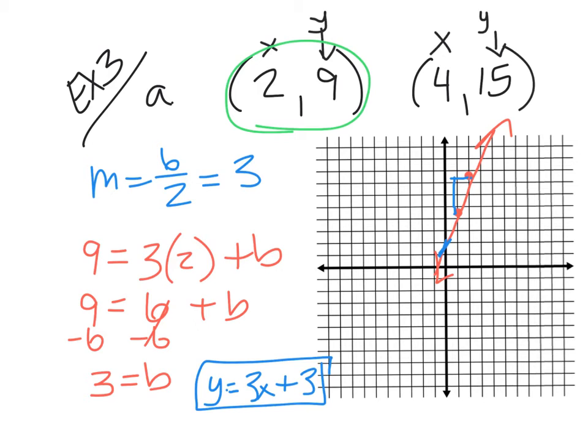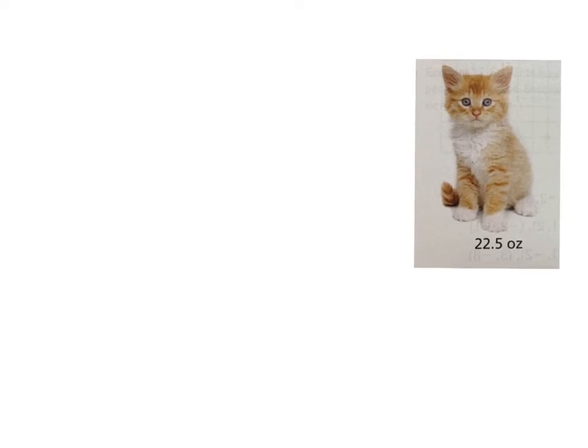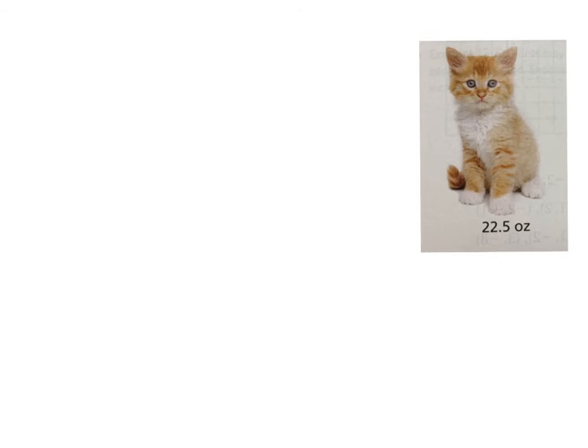The second thing it asks you, B, how old is the kitten in the photo? I don't know. What do we know about the kitten in the photo? He's 22.5 ounces. We have an equation we wrote, right? Yeah. Y equals 3x plus 3.